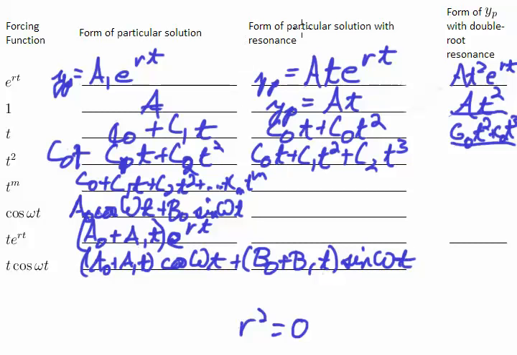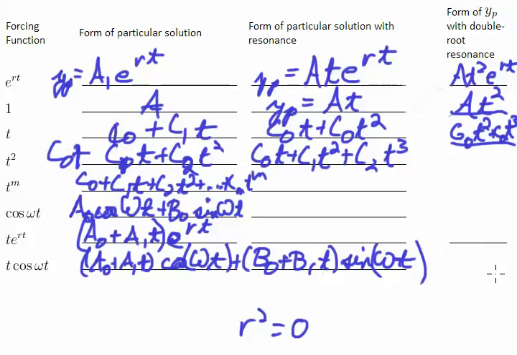And of course, if you had a form with resonance, you would multiply that by t to get a single resonance, and t squared if you had a double root resonance.